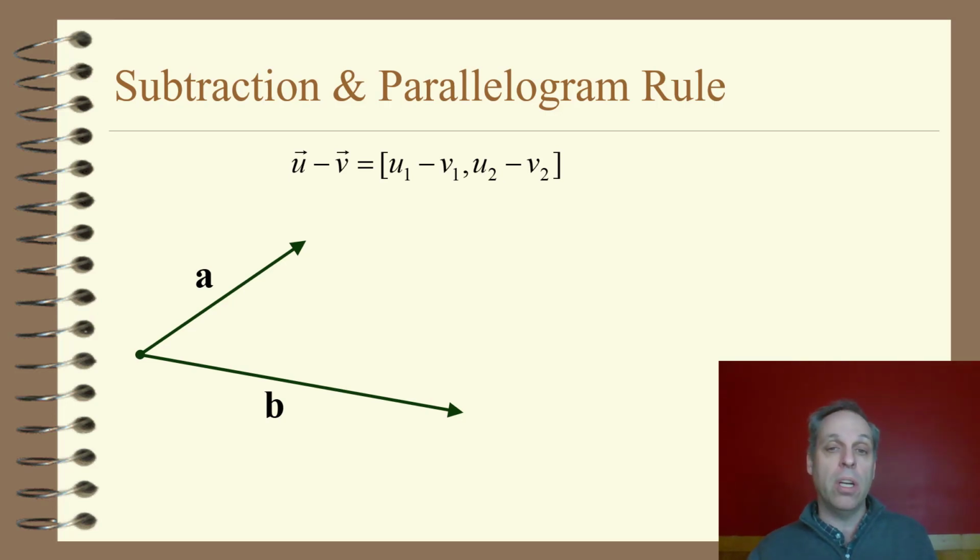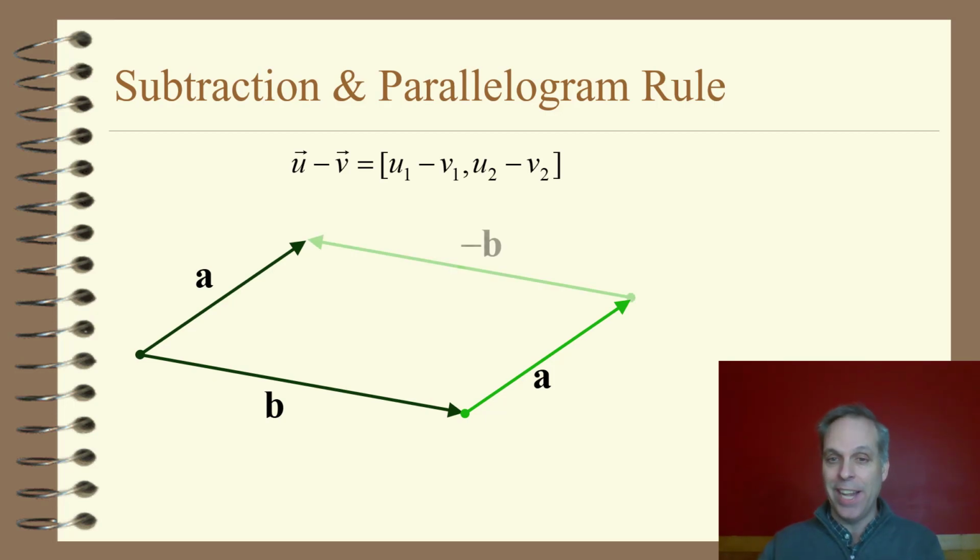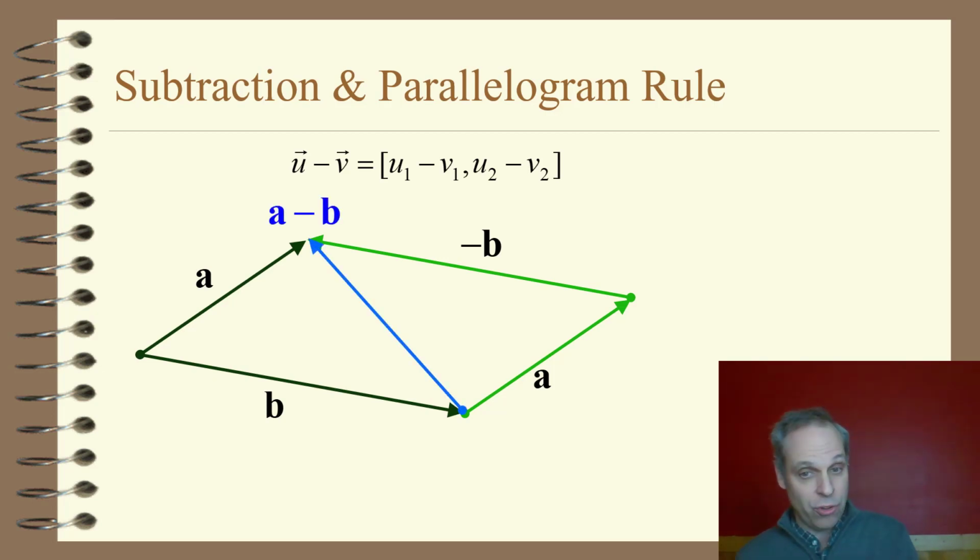So I'm going to put a copy of a so that its initial point is at the terminal point of b. And then I'll put the vector negative b so that its initial point is at the terminal point of my copy of a. So then you can see from this picture, we can now draw the vector a plus negative b, which is right there. It's the vector going from the initial point of a to the terminal point of negative b.